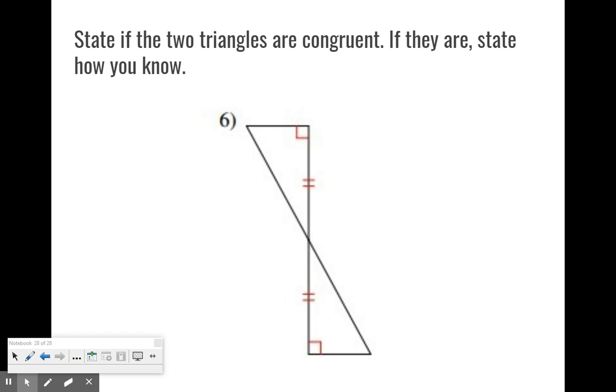All right, here I have two perpendiculars, which means they're congruent. I have a congruent side. I also have vertical angles here. It looks like it's angle, side, angle, and angle, side, angle. So you should have said yes, they are congruent because I have angle, side, angle.